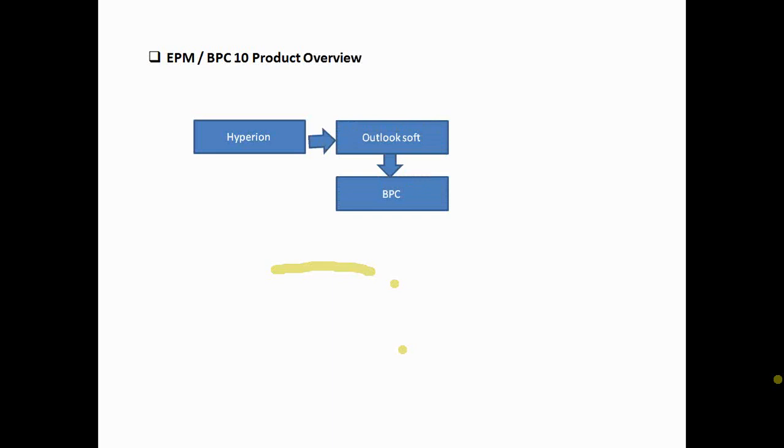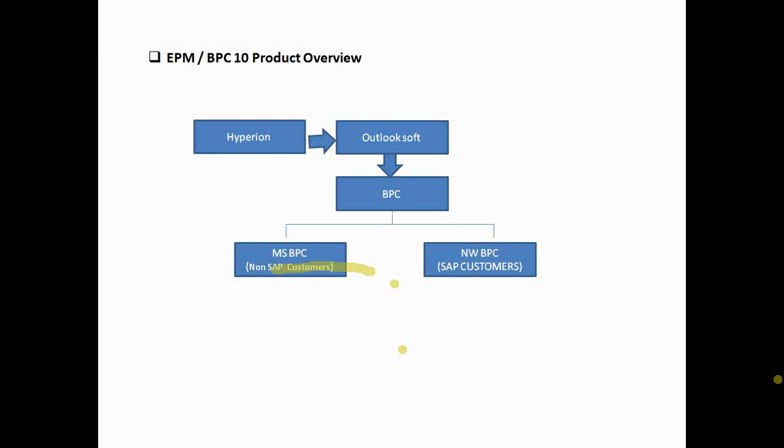Outlook Soft is basically for non-SAP customers, and SAP didn't want to lose their non-SAP customers as well. That's the reason. After acquiring it, SAP renamed it as BPC, and they continued with Outlook Soft. Now there are two versions, Microsoft BPC as well as Network BPC. Microsoft BPC is for non-SAP customers, and Network BPC is for SAP customers.